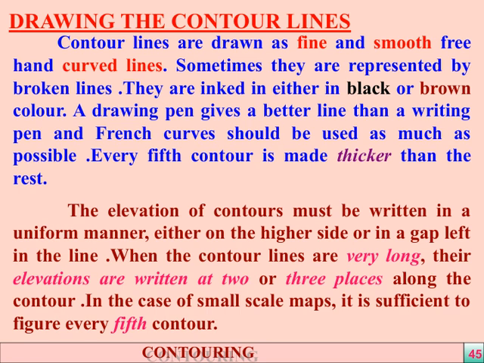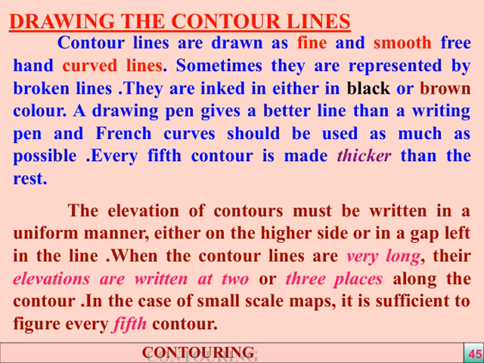An important detail is that every fifth contour line should be made thicker than the others. This helps in easily identifying the elevation intervals and makes reading the map much simpler. When writing the elevation of these contours, it's best to do so consistently, either on the higher side of the line or within a gap left in the line itself. For very long contours, it's helpful to write the elevation at 2 or 3 different points along the line, so the reader doesn't have to trace the entire length to understand the elevation. And in small-scale maps, where detail might be limited, writing every fifth contour line's elevation is usually sufficient.